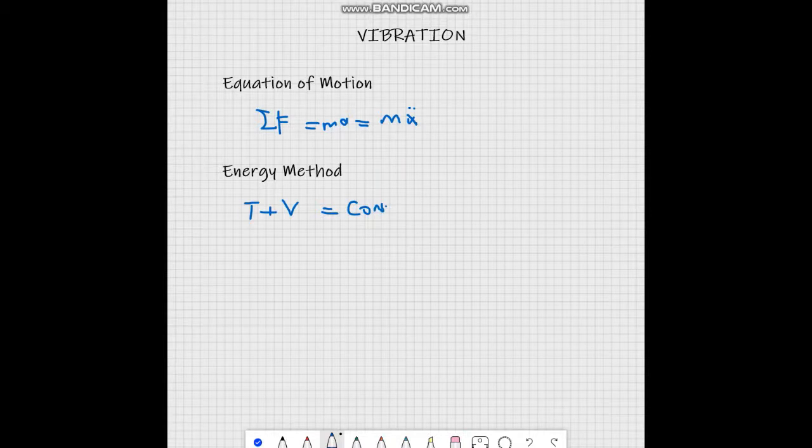We know that the kinetic energy of the spring is 1 over 2 m v squared, where m is the mass and v is the velocity of the object, plus the potential energy of the spring, which is 1 over 2 k x squared, where k is the spring constant and x is the displacement of the spring, and this is equal to, again, a constant.